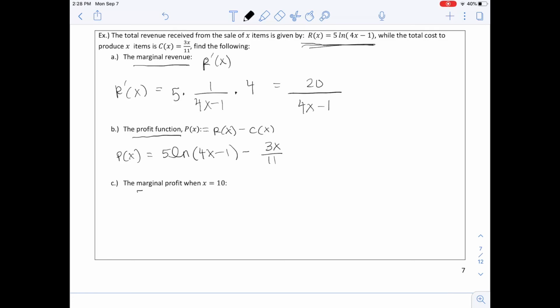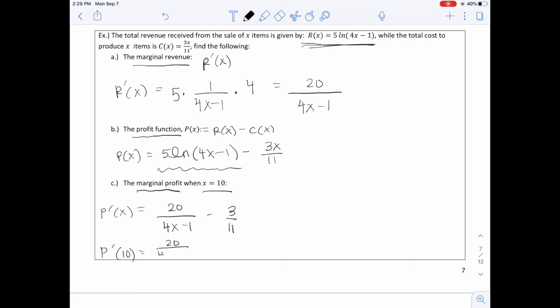Part C says to find the marginal profit when x is equal to 10. So in order to find our marginal profit function, we need to take a derivative of our profit function that we have up above. And so the derivative of the first term, which is 5 ln of 4x minus 1, that's just the derivative of our revenue function, which I'm going to go ahead and get from part A, which is 20 divided by 4x minus 1. And then the derivative of 3 over 11 times x is just going to be minus 3 over 11. And now we have to find the derivative, or our marginal profit, evaluated when x is 10.